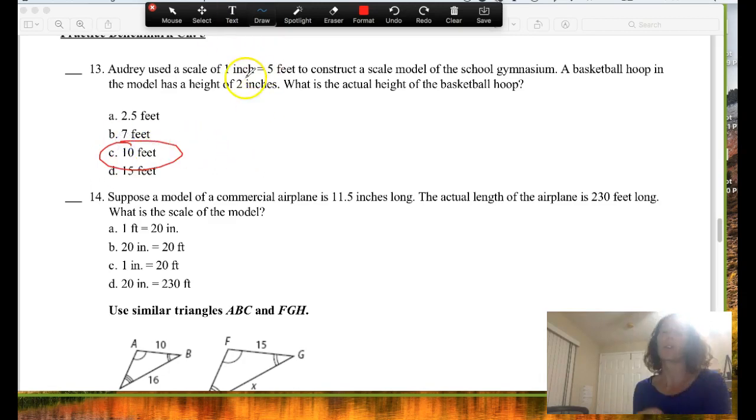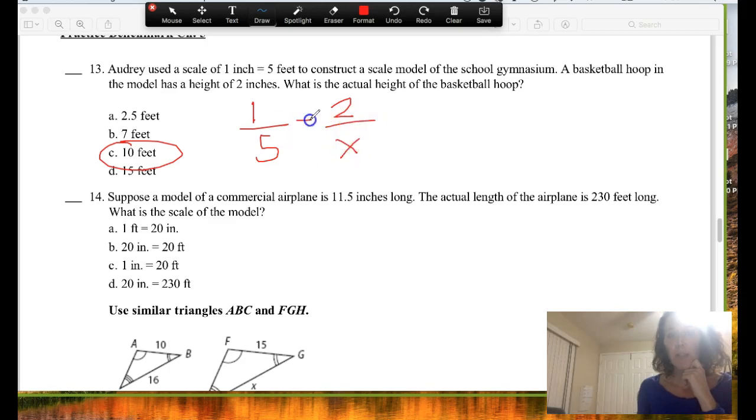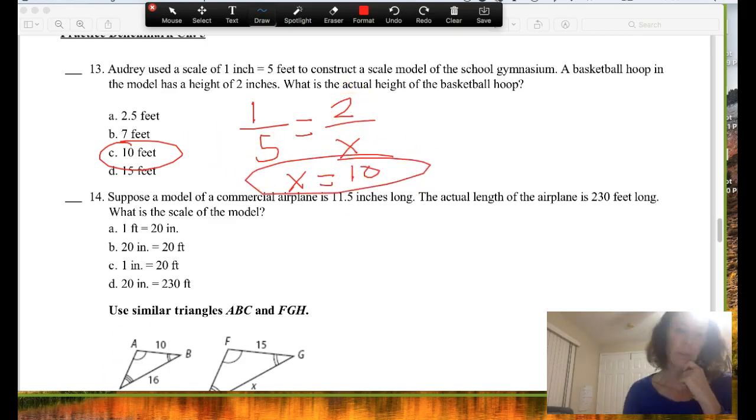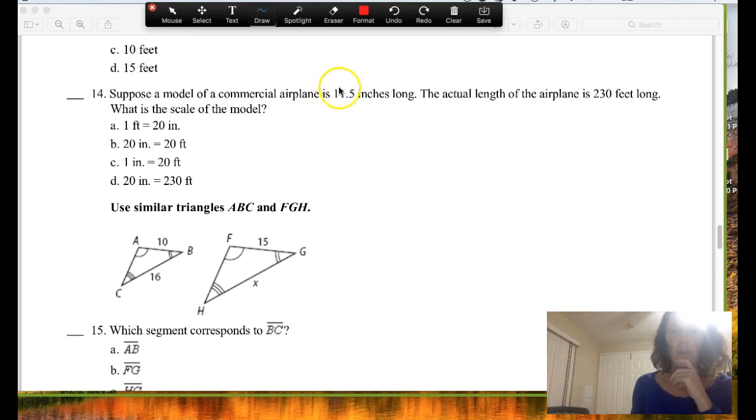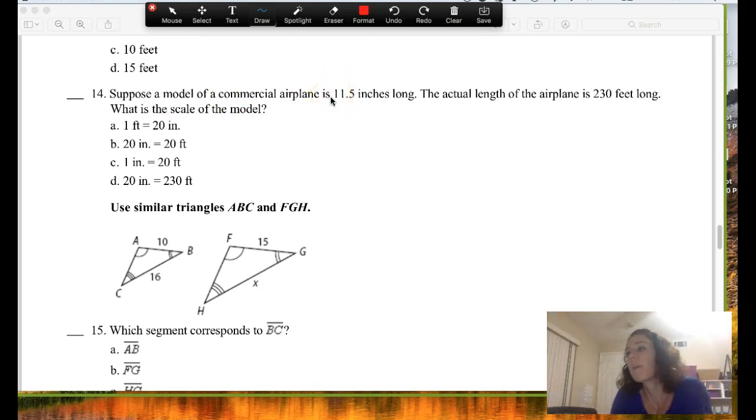And that's your answer. Now, if you wanted to set up 1 inch is to 5 feet, you would say 2 inches is how many feet and set up a proportion. You could do that, but really this one's so simple you don't need to. And you would cross multiply, you would get x equals 5 times 2, which is 10, and you would get the same answer. Okay, a model of a commercial airplane. Okay, this one is, there's a model of a commercial airplane.